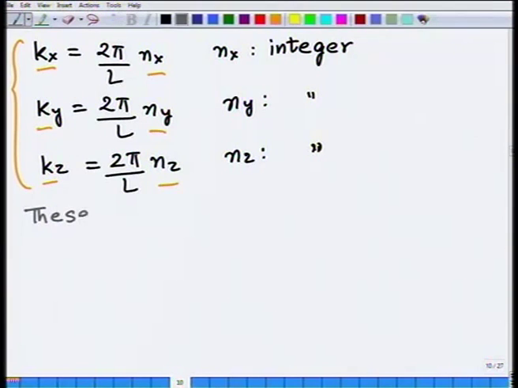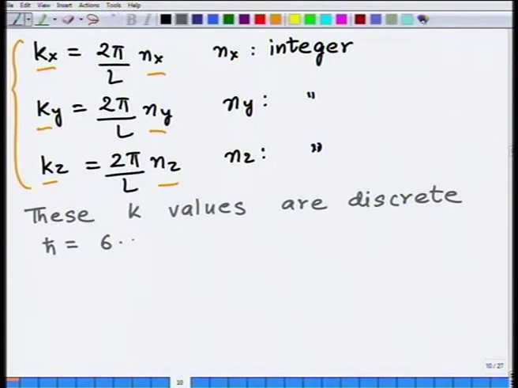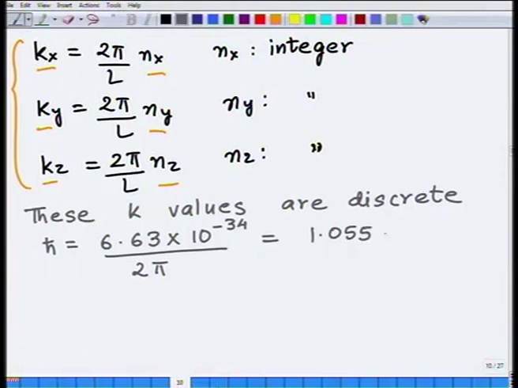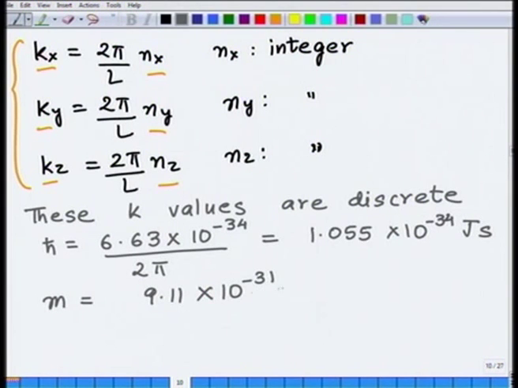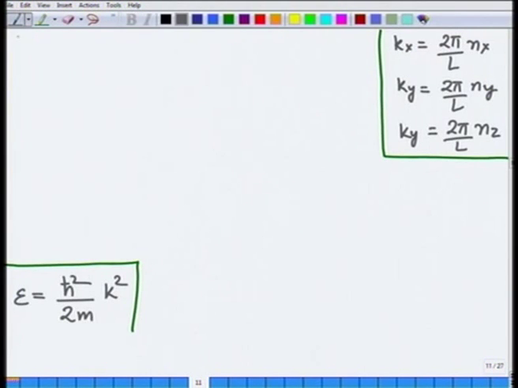Now, these k values are discrete. Let us see what it means. Let us do some calculation. h bar is equal to 6.63 into 10 to the power minus 34 joule seconds divided by 2 pi, which is equal to 1.055 into 10 to the power minus 34 joule seconds, and the mass of the electron is 9.11 into 10 to the power minus 31 kg. Let us calculate h bar square by 2m, which I have calculated to be 6.11 into 10 to the power minus 39 in appropriate units.